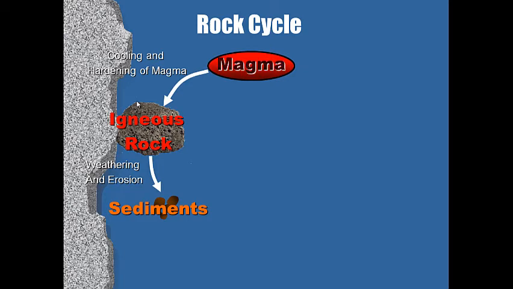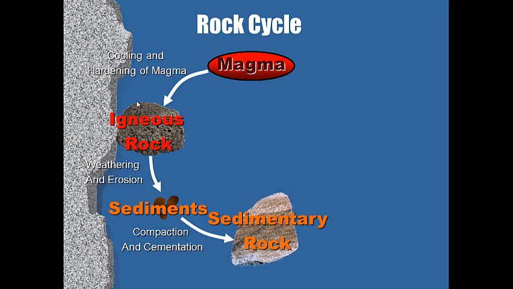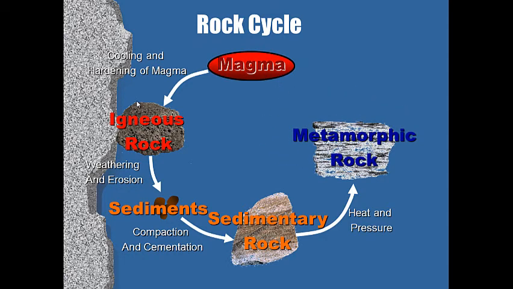Then, if we compact and cement that sediment over time, for example, if we compact and cement sand, we make sandstone, a sedimentary rock. Okay? And then, if we add heat and pressure to sedimentary rock, we can make a new rock, a metamorphic rock. It's changed from heat and pressure. And then let's imagine we throw that rock back into magma. We melt it. We're back where we started.